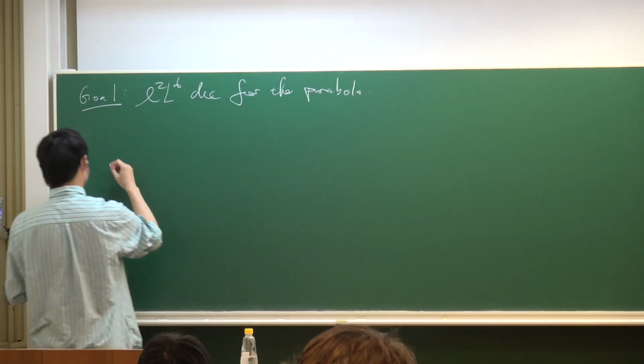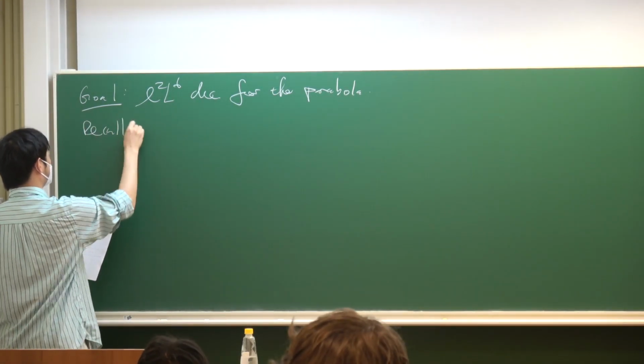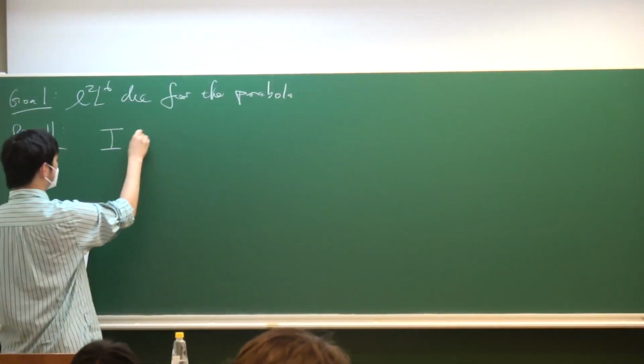Okay, so let's recall some notation. For this particular board, I is in P delta. What does this mean? I is an interval of length delta, and P delta is a partition of 0, 1 into intervals of length delta. Strictly speaking, then, delta needs to be 1 over an integer. Let's not worry about any of these integer conditions. They can all be fixed.